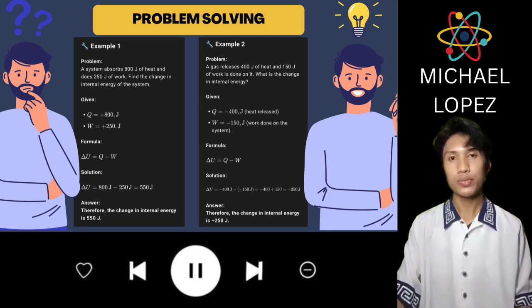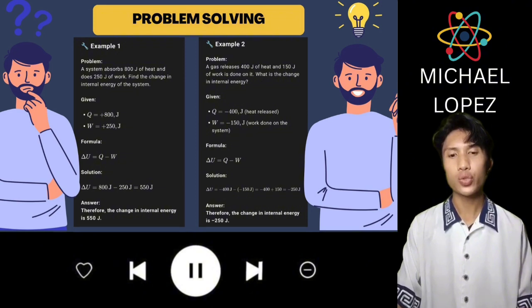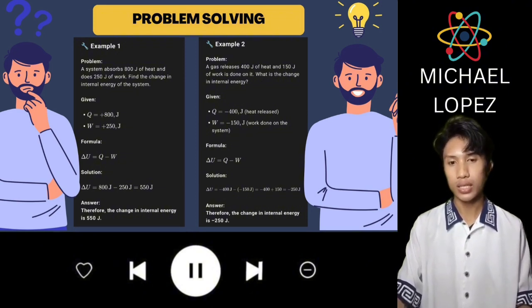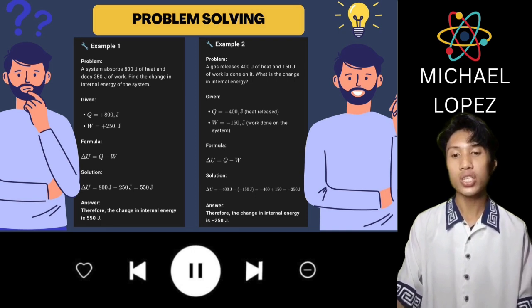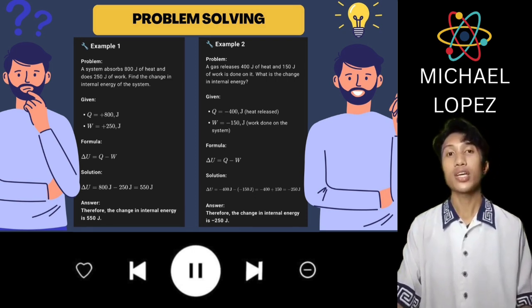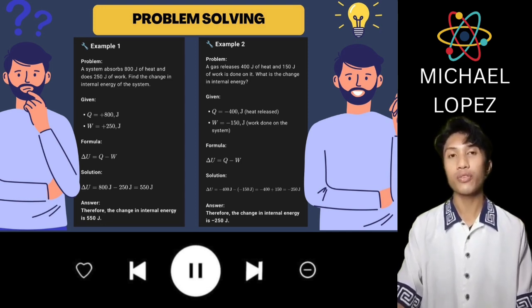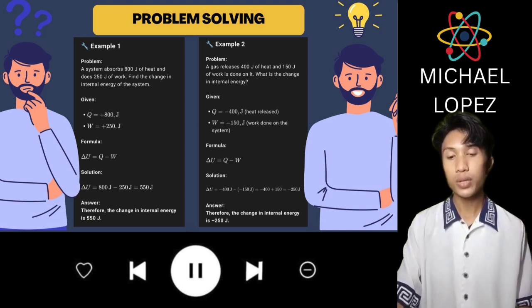Example number 2. A gas releases 400 joules of heat and 150 joules of work is done on it. What is the change in internal energy? Given Q, which is heat, that is negative 400 joules. Why negative? Because the heat is already released by the system. W, which is the work done, that is negative 150 joules. Why negative? Because again, the work is done on the system.